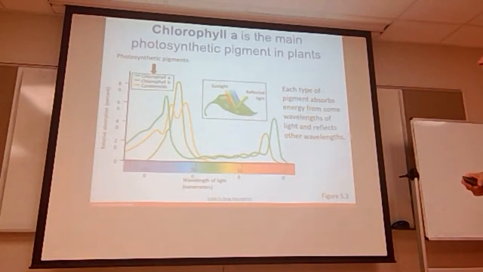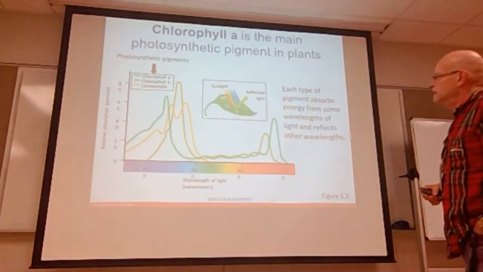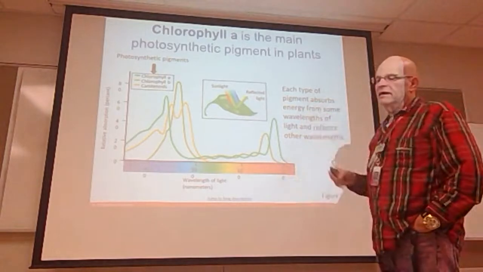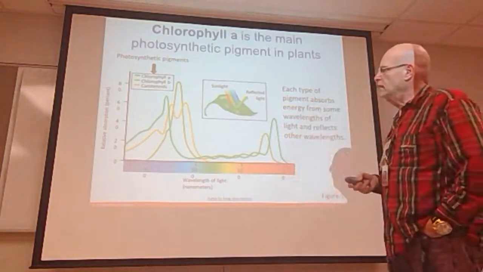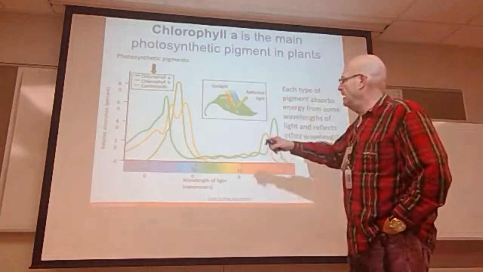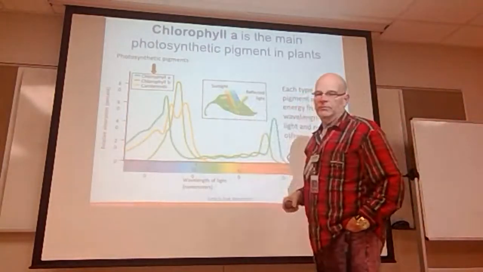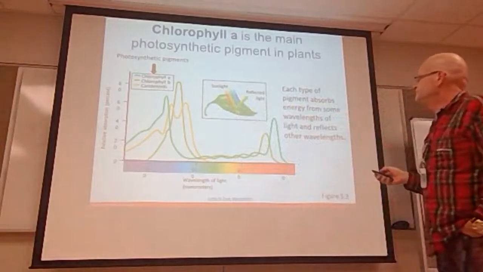Again, chlorophyll A is the main photosynthetic pigment in plants. It is the one that is the greenest, and it reflects most of the green light, and while reflecting the green light, it's actually absorbing the reds and the oranges and the blues and the violets.